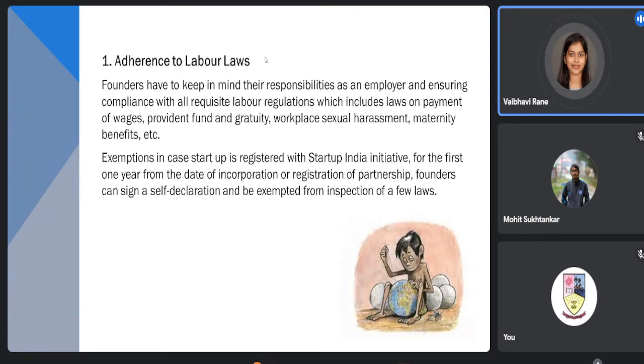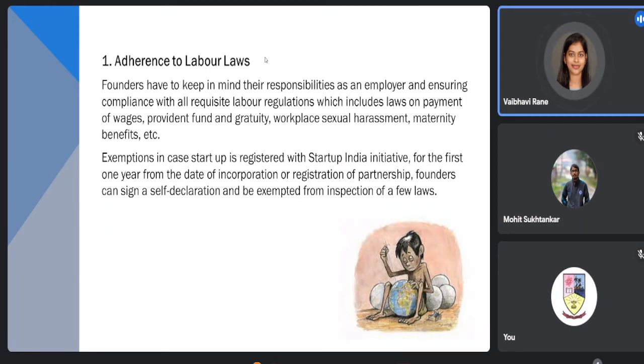It includes basic laws such as timely payment of wages, provident fund and gratuity which must be paid. Even your concept of workplace sexual harassment, creating awareness about it, reducing it, eliminating it, maternity benefits, all of this come under this head. That is the first ethical step that you as a startup have to take up. Now, another point with regard to your Startup India initiative here is that if you register under Startup India initiative, there are certain exemptions which are given to you from certain labor laws.